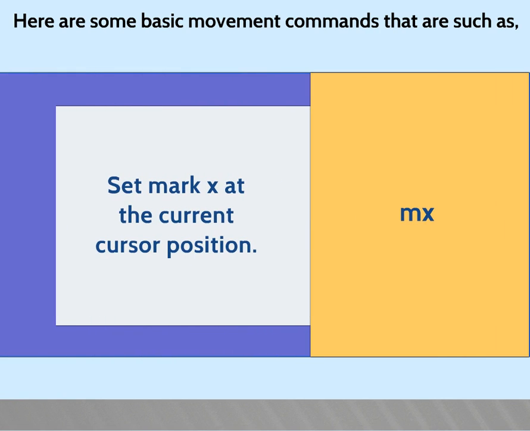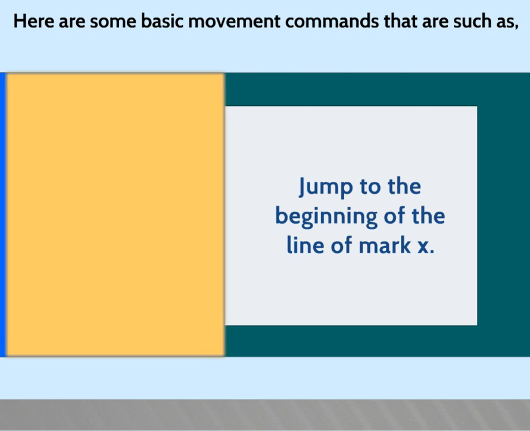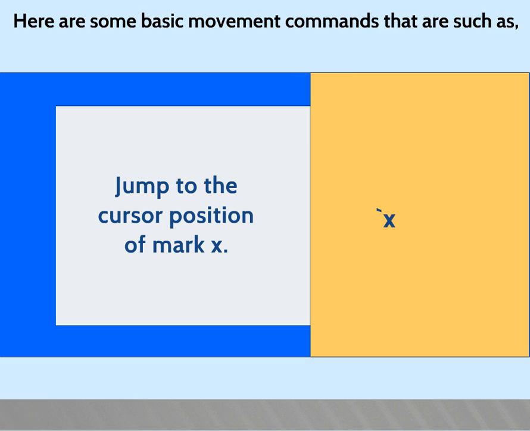mx. Set mark x at the current cursor position. Single quote x. Jump to the beginning of the line of mark x. Back tick x. Jump to the cursor position of mark x.